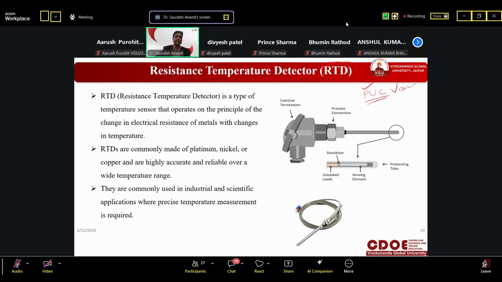So what device are they using? They are using RTD. You can see this one. That is why I have used this diagram, so that you can recognize it very easily. There is a sensing element at the top. Whenever we insert this device, it will sense the temperature at the output. And this is the insulation, and this is the insulated lead.